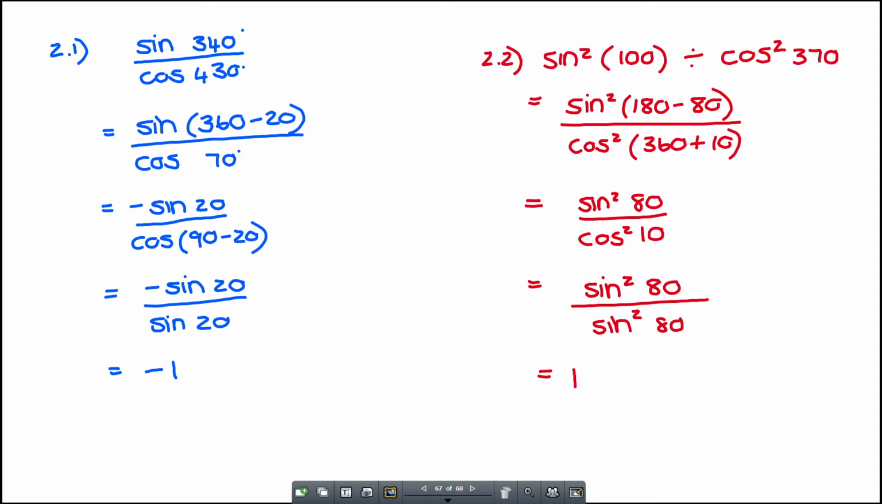Ja. By hierdie enetjie. Hoe het jy hom geskryf? So sin 180 minus 80 en 2 kwadraat. Ja, is reg.